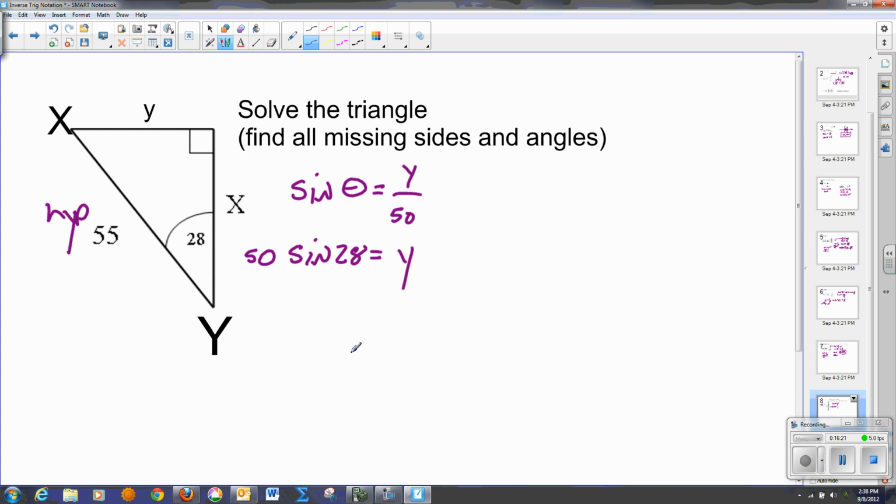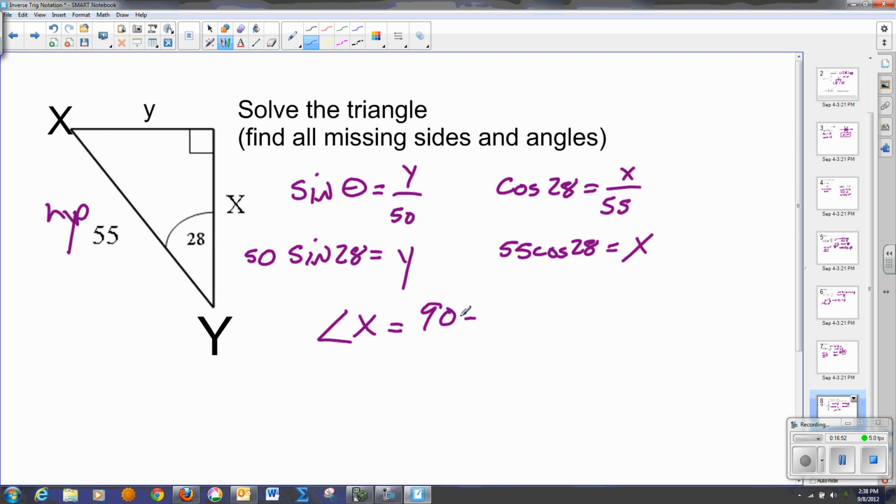Pretty easy to solve that. If we're asked to find the x value, well then I could take the cosine of 28 equals the adjacent x over the hypotenuse, 55, and thus 55 cosine 28 equals the lowercase x. Now if I want angle x, I just subtract from 90 degrees, and 90 minus 28 gives me that value of 62 degrees, and that basically solves the triangle for me.